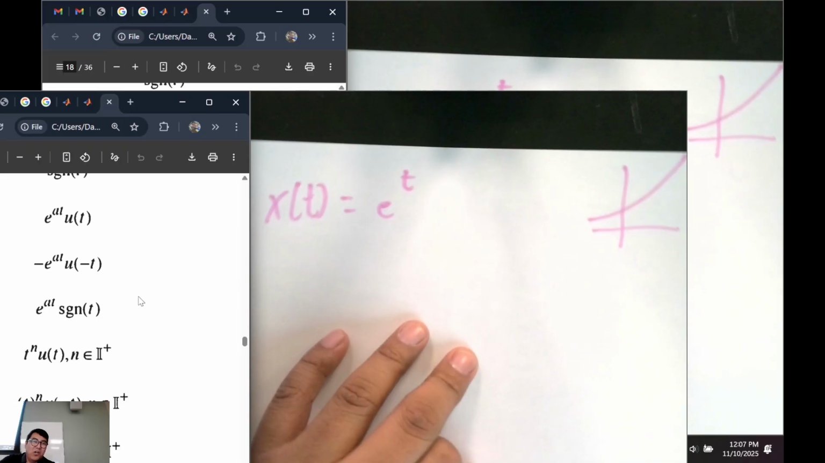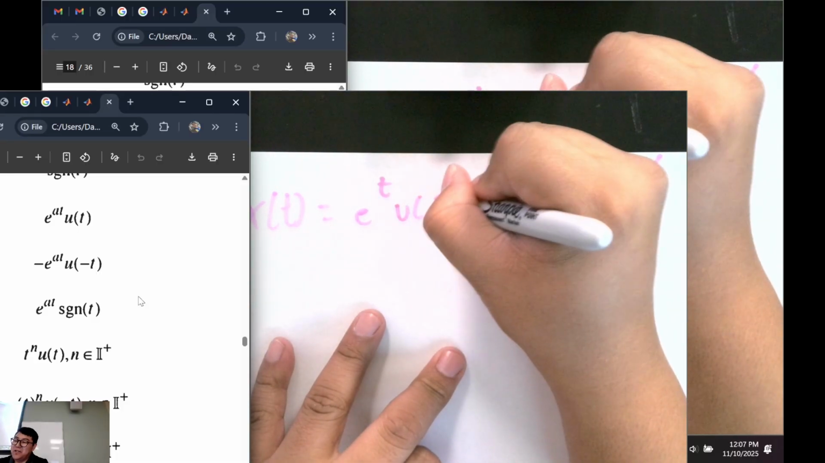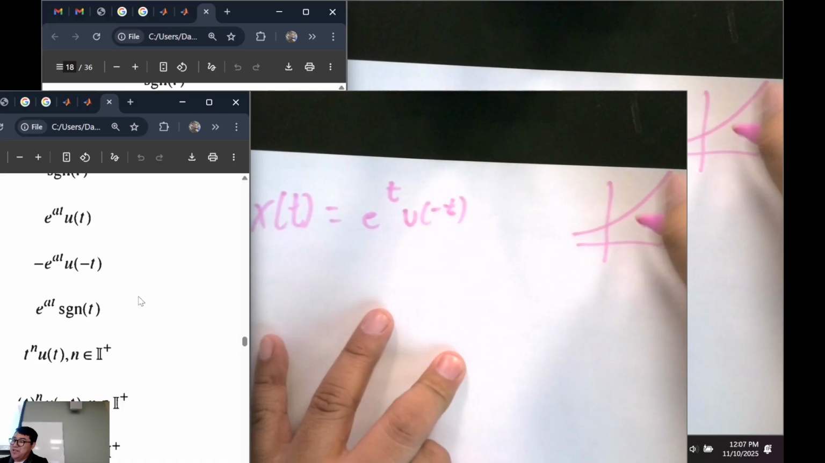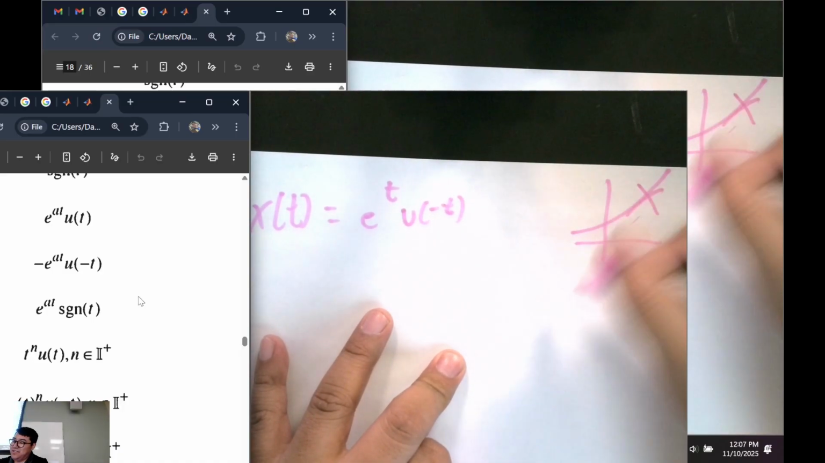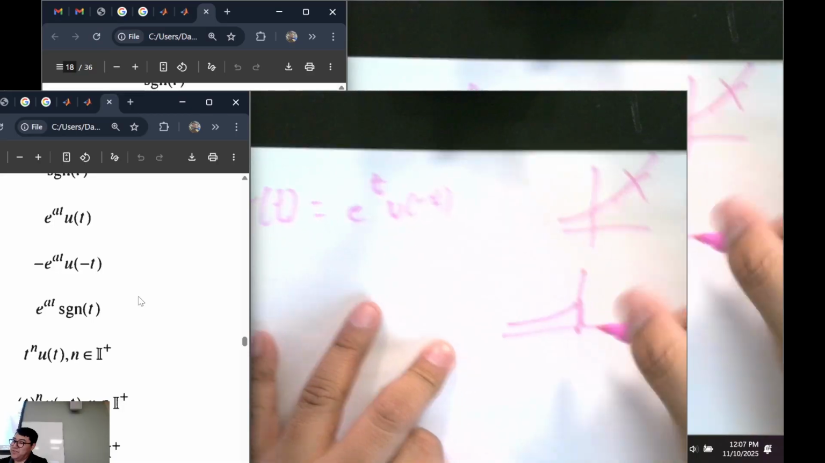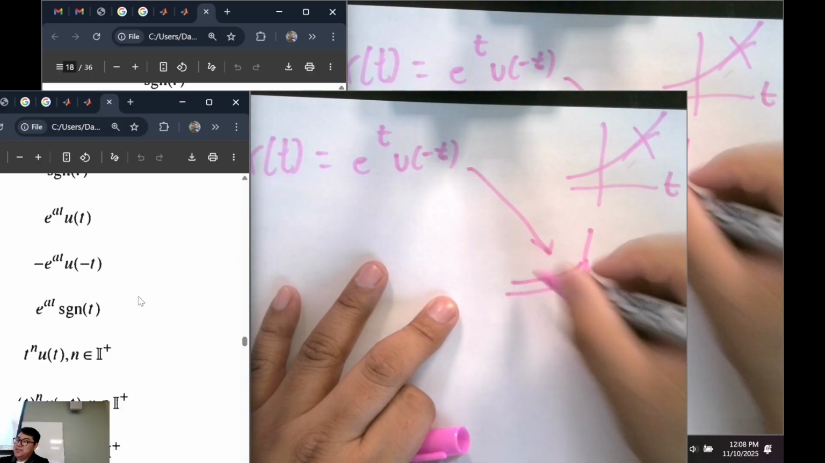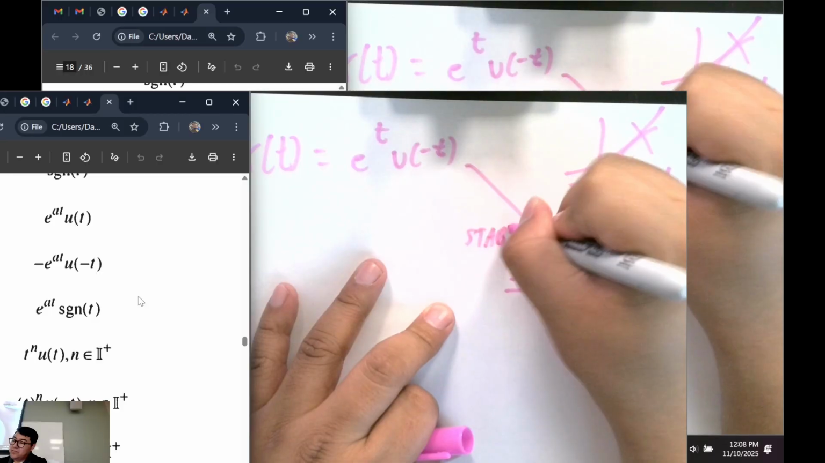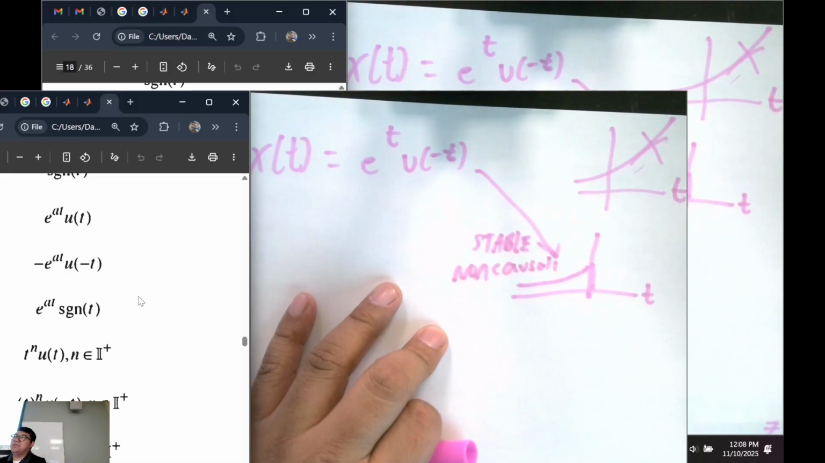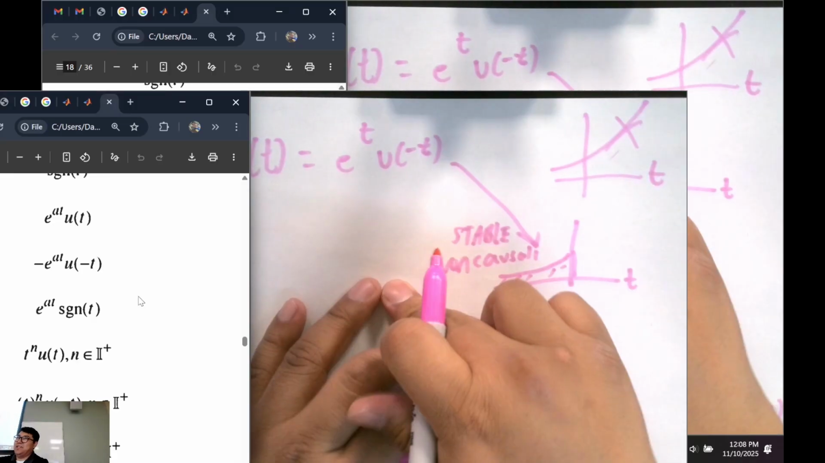Because I'll tell you, this is going to blow up for sure. And the only way to make sure this doesn't blow up is if you put u of minus t. Okay? Is that good? So now it doesn't go like this. It actually just does this, and then it just stops there. It's stable, but it's non-causal, right? Chapter 1, signals and systems. Is that good? Because our function just exists, but in negative time.